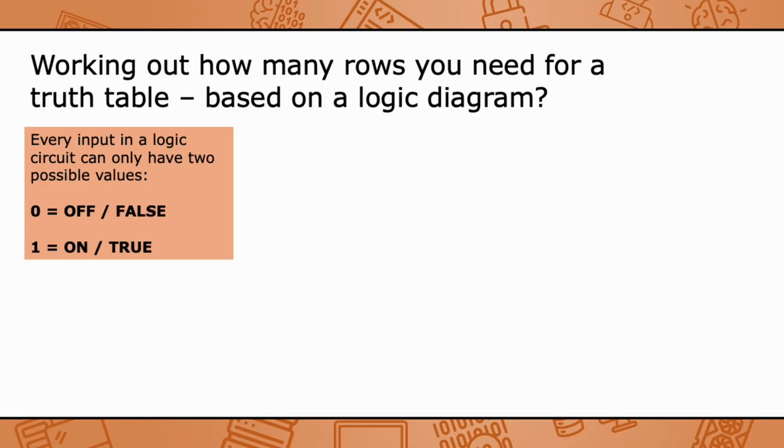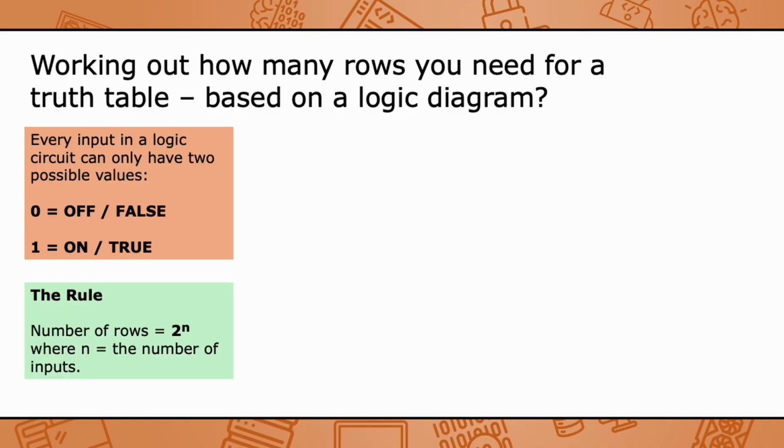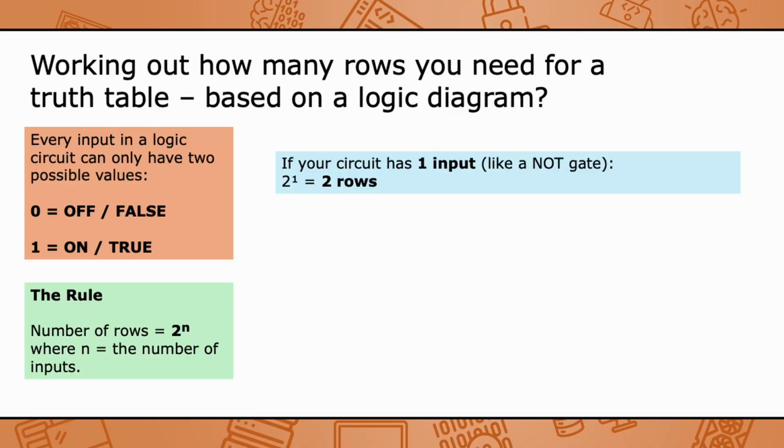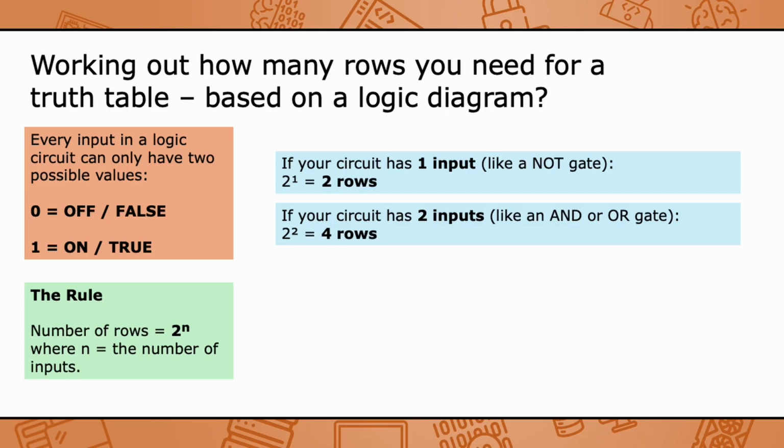Every input in a logic circuit can only have two possible values. It's a 0 or a 1. So you're off and you're false, or you're on, you're true. The rule is the number of rows is 2 to the power of n, where n is the number of inputs that we've got. So if we think of a circuit with only one input, like a NOT gate, it's going to be 2 to the power of 1, so that is 2 rows. If we look at a circuit with two inputs, like an AND gate, it's going to be 2 to the power of 2, which is 4 rows.